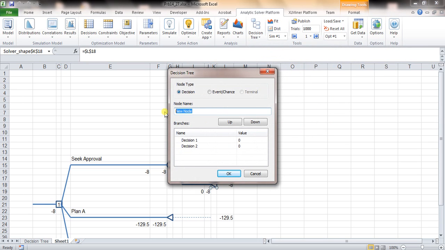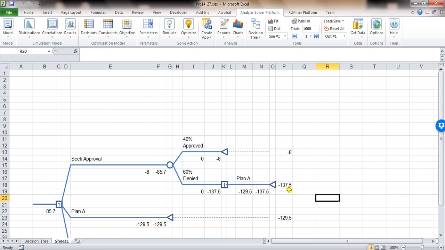So this would be a decision D2, and that decision is to go with plan A. And how much will plan A cost? Plan A will cost 129.5. That is the cost of plan A, 125,000 plus 3 months to do it, that is 129.5. So there will be no other alternative. You can delete this.